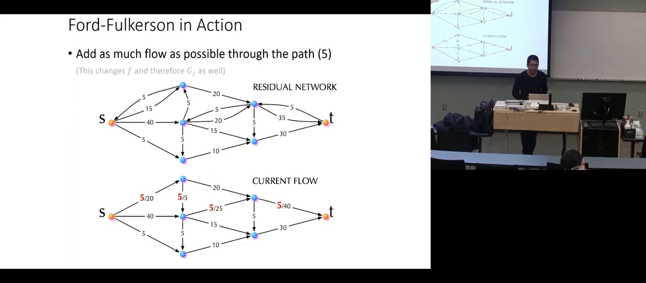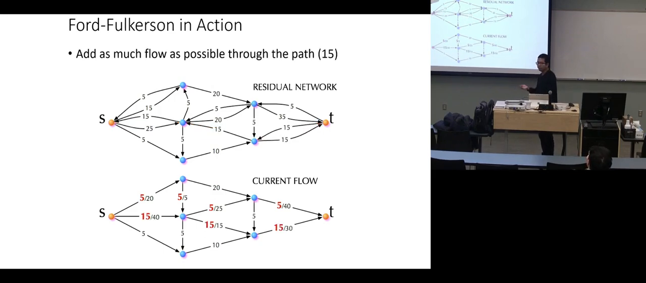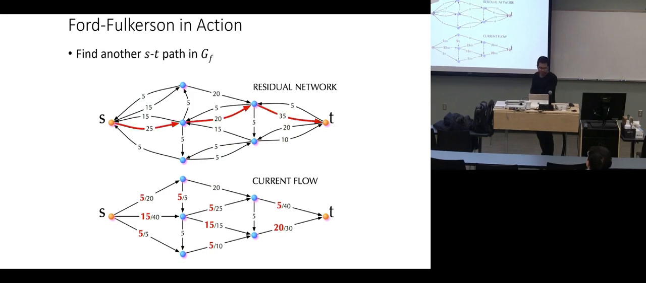Then you just find another path in the residual graph, maybe like this. Now this is the bottleneck, so you send 15 units of flow and update the residual graph and just repeat. Okay. Keep repeating. Do it again.